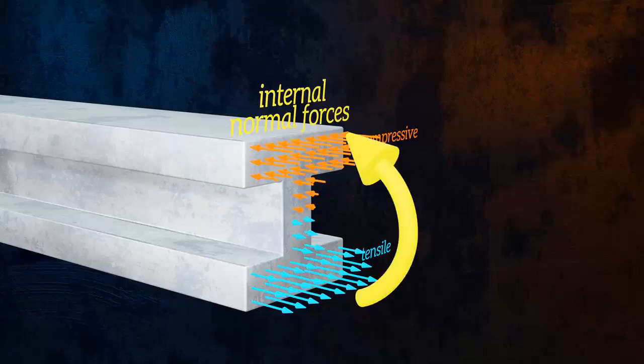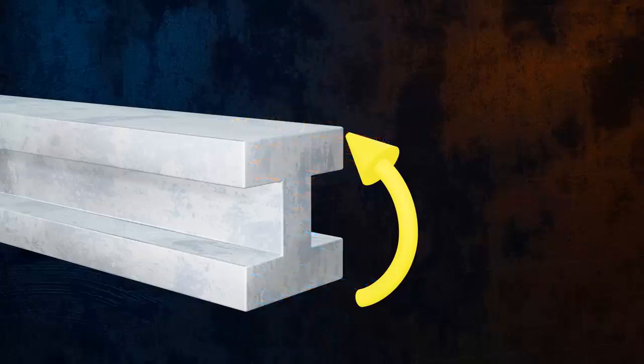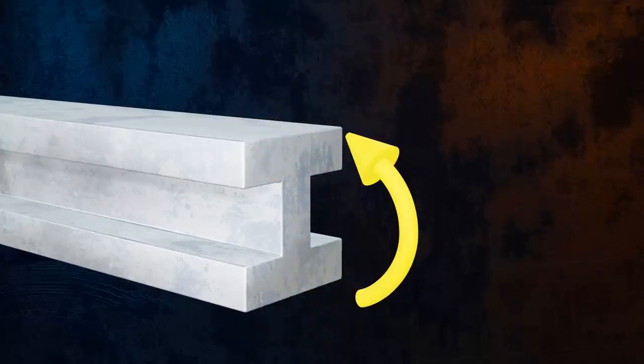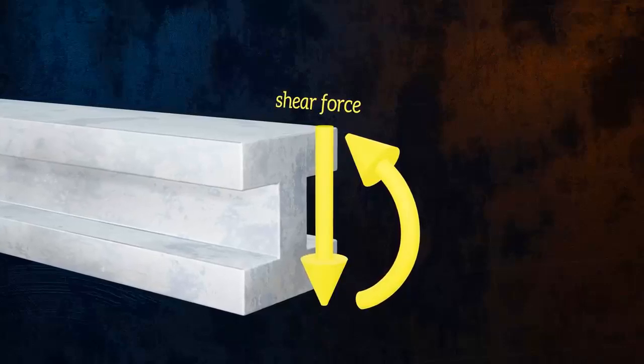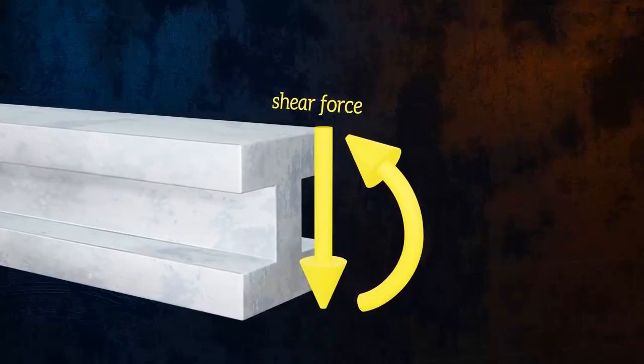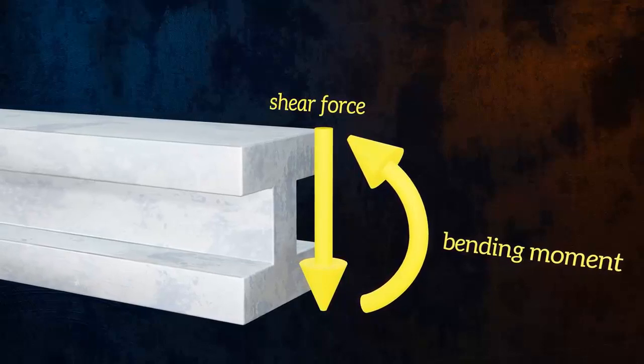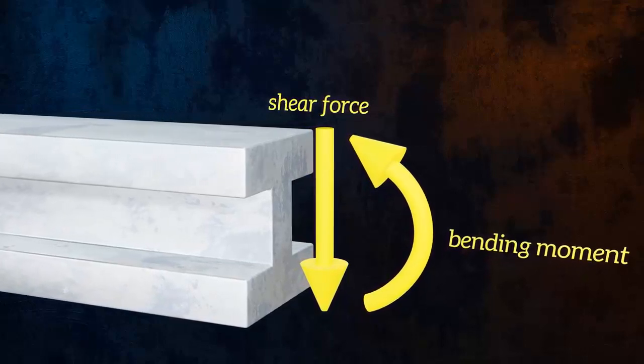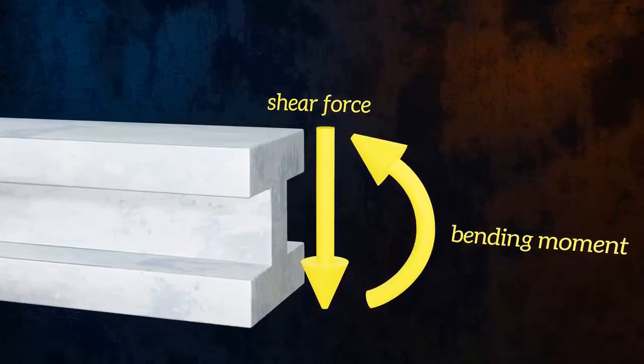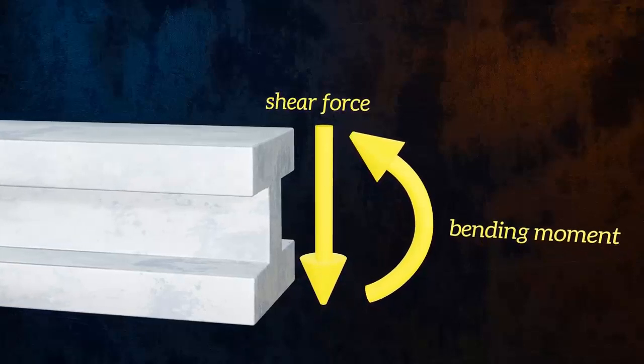This means we can conveniently represent the internal forces acting on the beam cross-section using just two resultants. One, shear force, which is a resultant of the vertical internal forces, and one bending moment, which is a resultant of the normal internal forces. This is a very common way of representing the internal forces within a beam.